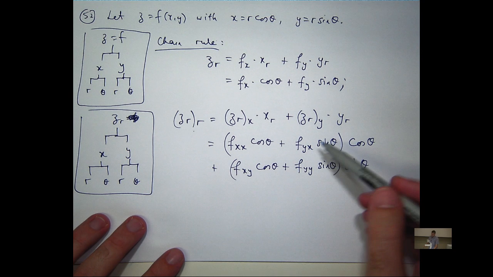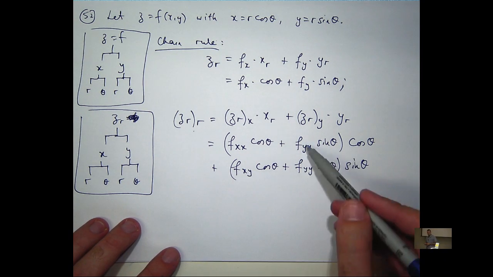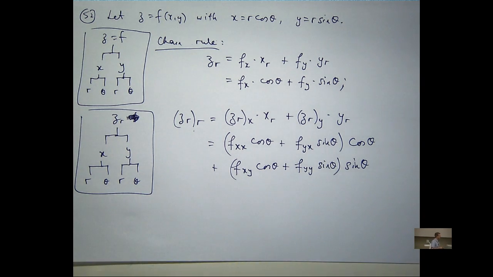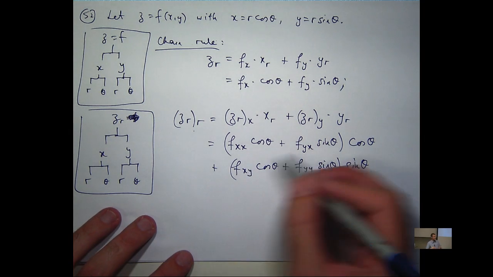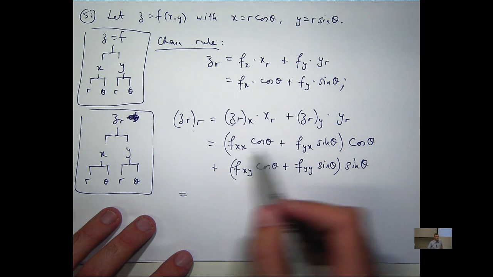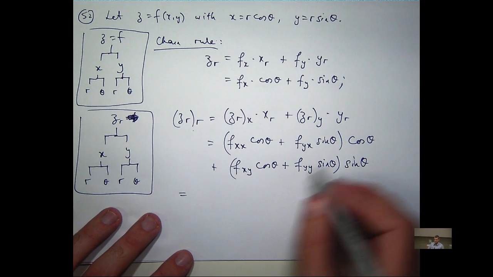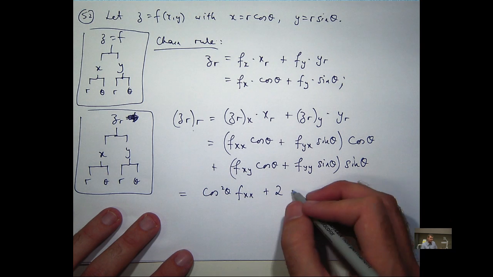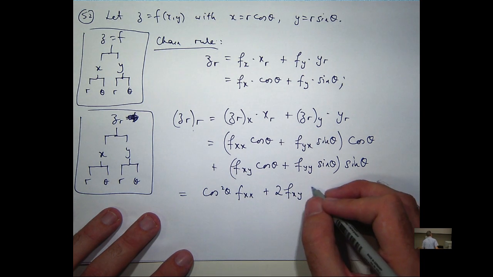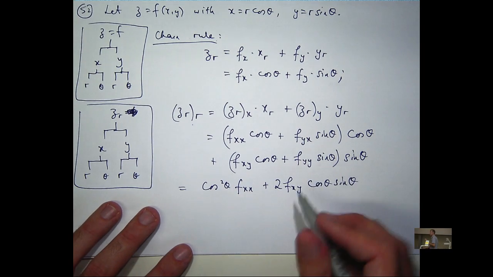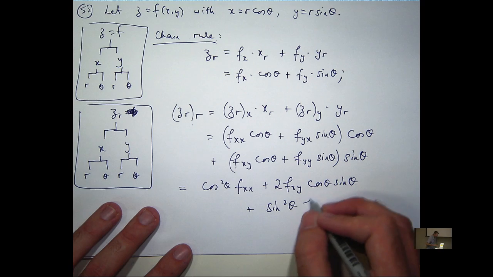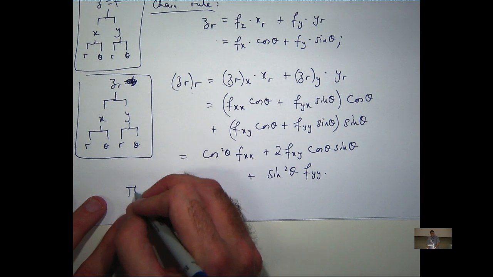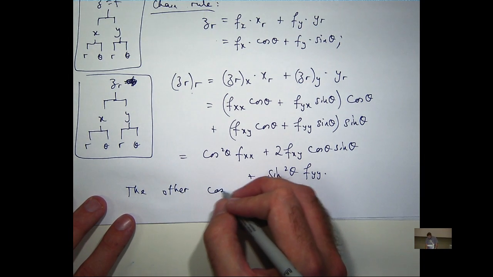Now, assuming that these mixed partials are equal, I can add these together. I'm going to get the same sort of terms, and I think that's a reasonable assumption to make. So what I can do is simplify a little bit. I'll take a cos squared out there, and I can expand that and get 2 f sub xy cos theta sine theta, and then the last one's going to be something like sine squared theta f sub y. So the other cases are similar, and I'm going to leave them for you to do.